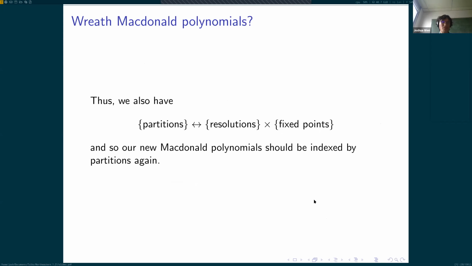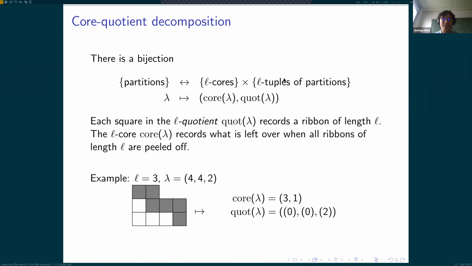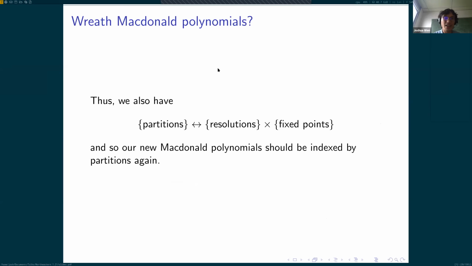Okay, so thus we have a bijection between partitions, and, well, let's translate this L-core and L-quotient decomposition in terms of those resolutions, right? The L-core is indexing the resolution you picked, and then the quotient is indexing the fixed point on that resolution. So if you really want to repeat this Macdonald positivity story, your new Macdonald polynomials really should be indexed by partitions again.